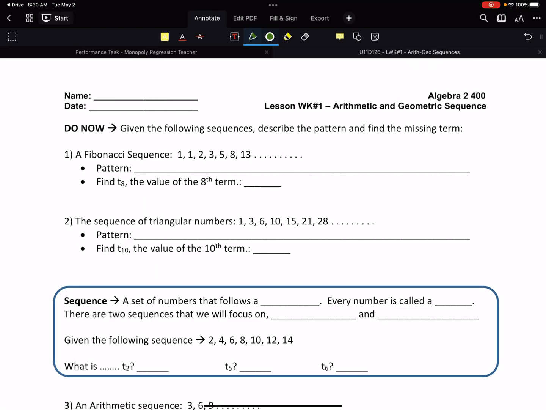All right, hello everyone. We're starting our last unit here. So we're talking today about sequences. A sequence is kind of just a pattern.